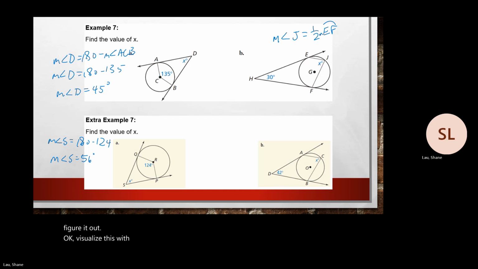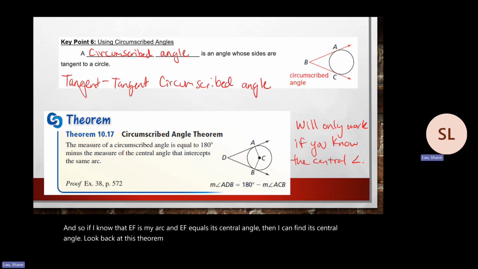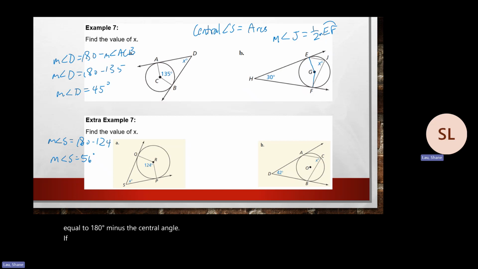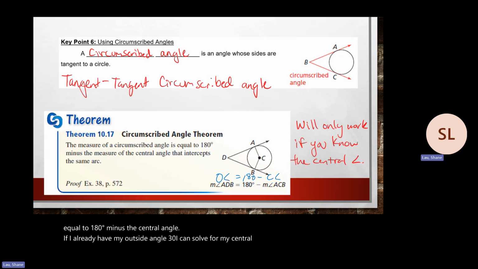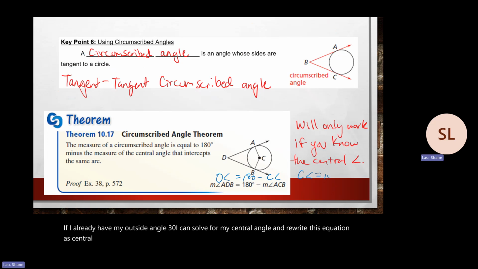Visualize this with me. If I know EF is the arc I'm looking for, I know for sure that there's a central angle that I can solve for. And remember, central angles equal their arcs. So if I know that EF is my arc and EF equals its central angle, then I can find its central angle. Look back at this theorem here. If I were to rewrite this, ADB, the outside angle, is equal to 180 degrees minus the central angle. Well, if I already have my outside angle 30, I can solve for my central angle and rewrite this equation as central angle equals 180 degrees minus my outside angle. And that's exactly what I'm going to do.